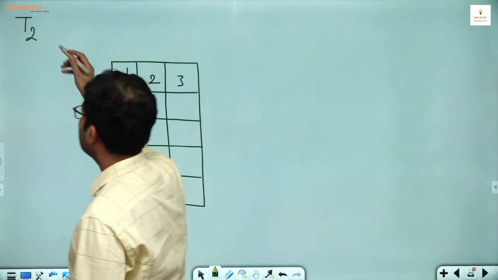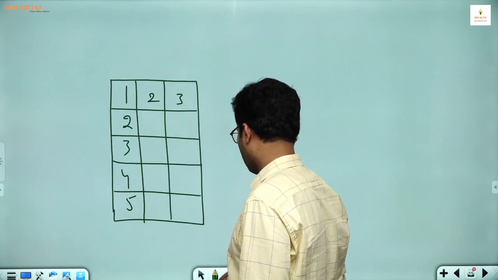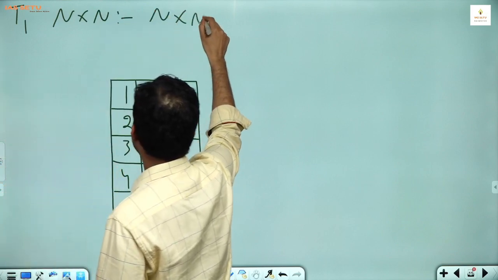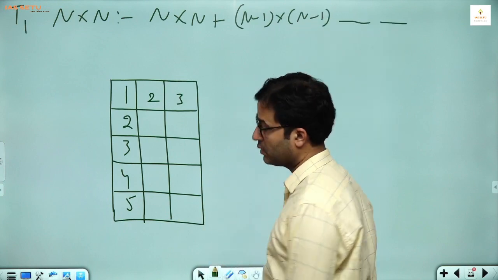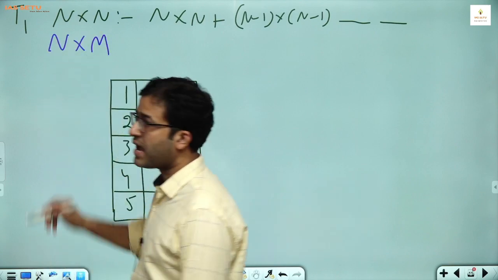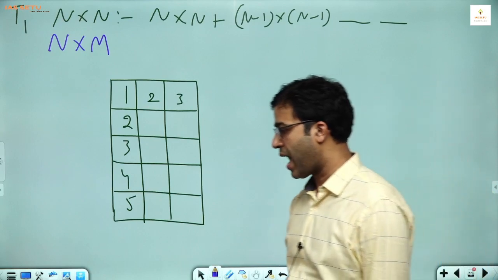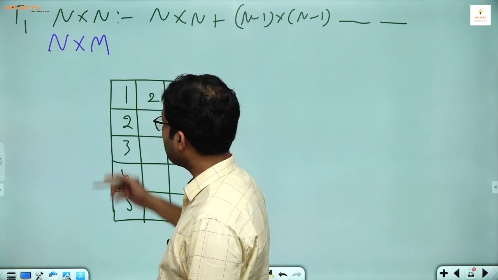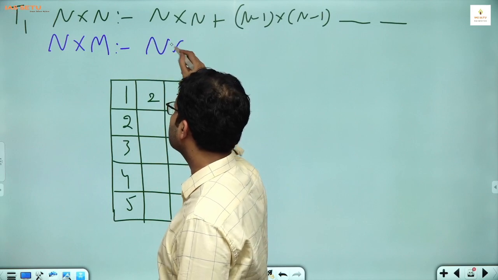Now here type 1. When it was n by n, our formula was n into n plus n minus 1 into n minus 1 and so on. Now here it is n into m. N by m figure, number of column n, number of row m. So you can write m by n. So here what will happen? Now first is n, but second is m.